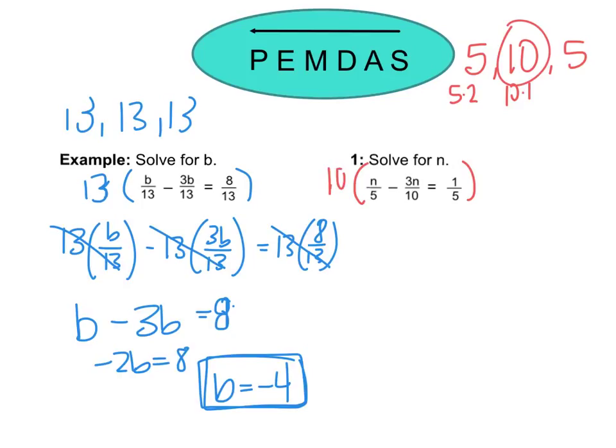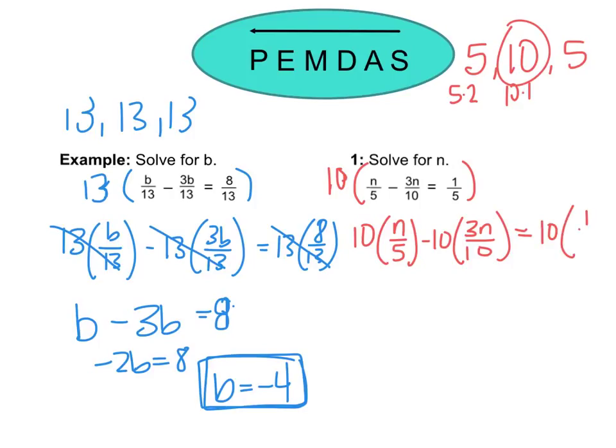And in doing so, once again, what you're technically doing is you're taking 10 times n over 5 minus 10 times 3n over 10 equals 10 times 1 over 5. And notice that I'm always using the same number. You can't do something to one item and not do it to the other. You have to keep it consistent. Now when I simplify these fractions, the 10 and 5 don't cancel completely, but the 5 becomes a 1, so my denominator disappeared, and the 10 becomes a 2.